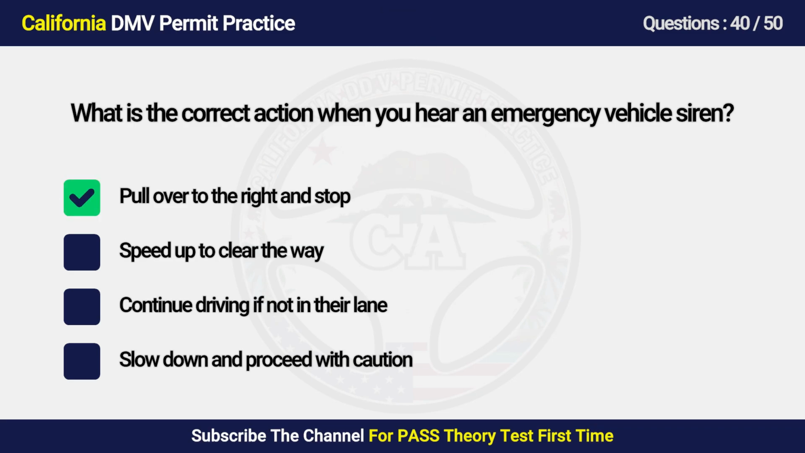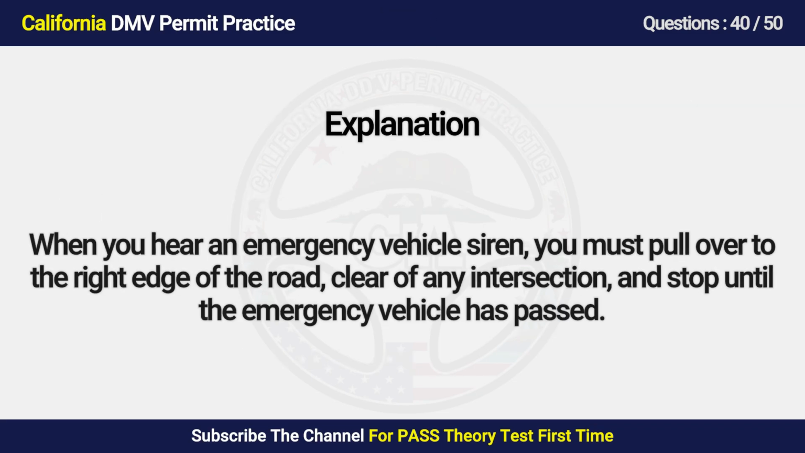Answer is A. Pull over to the right and stop. When you hear an emergency vehicle siren, you must pull over to the right edge of the road, clear of any intersection, and stop until the emergency vehicle has passed.